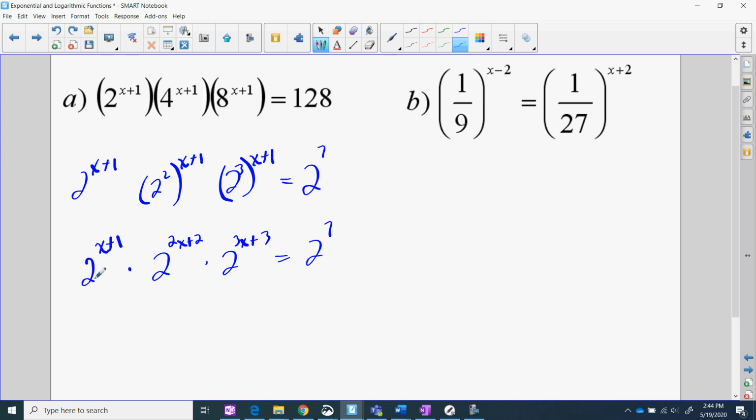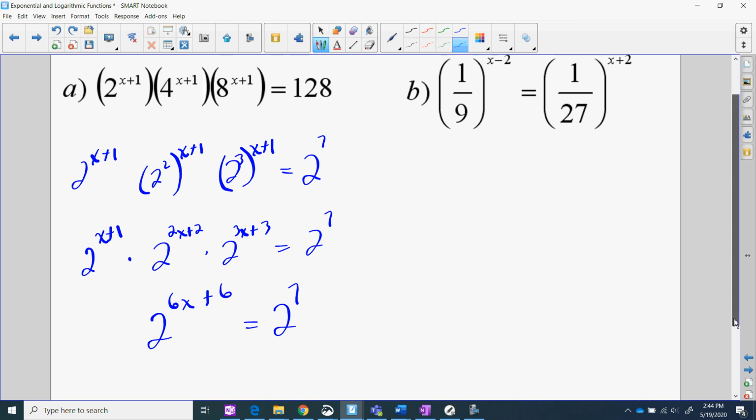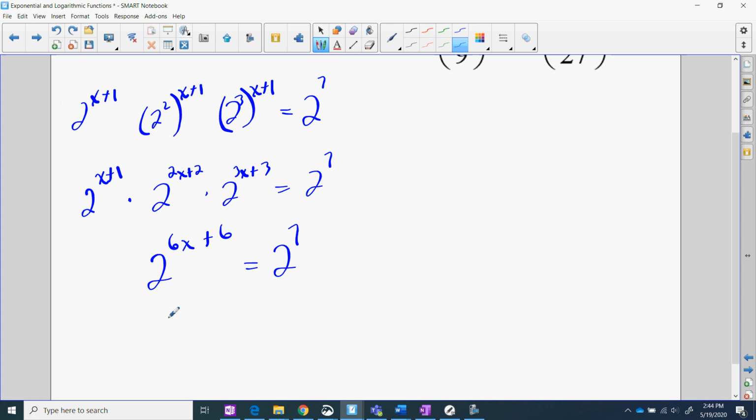Now the bases are the same, unlike up here where they were different. They're all powers of 2. Now you can add the exponents. X, 2x, there's 3x and 3 more x's, that's 6x. I got 1, a 2, that's 3, plus 3 more, that's plus 6, equals 2 to the 7th. The only way this could possibly be true would be if the exponent on the left side was equal to the exponent on the right side. Solve this equation. X has to be 1 over 6. So still not very difficult.